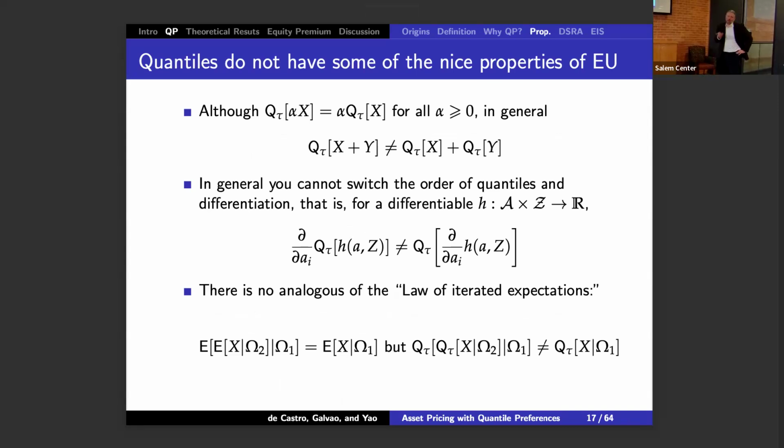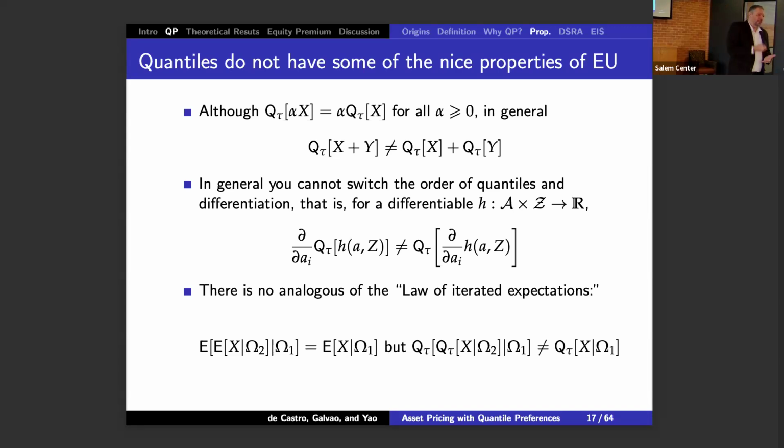Of course, I'm just trying to sell quantile preference, right? Up to some point, 10 minutes in the talk, I'm just saying good things. Let me say the bad things. It's not great. There are some problems. So first, the mathematical problems. It's very hard to work with quantiles.